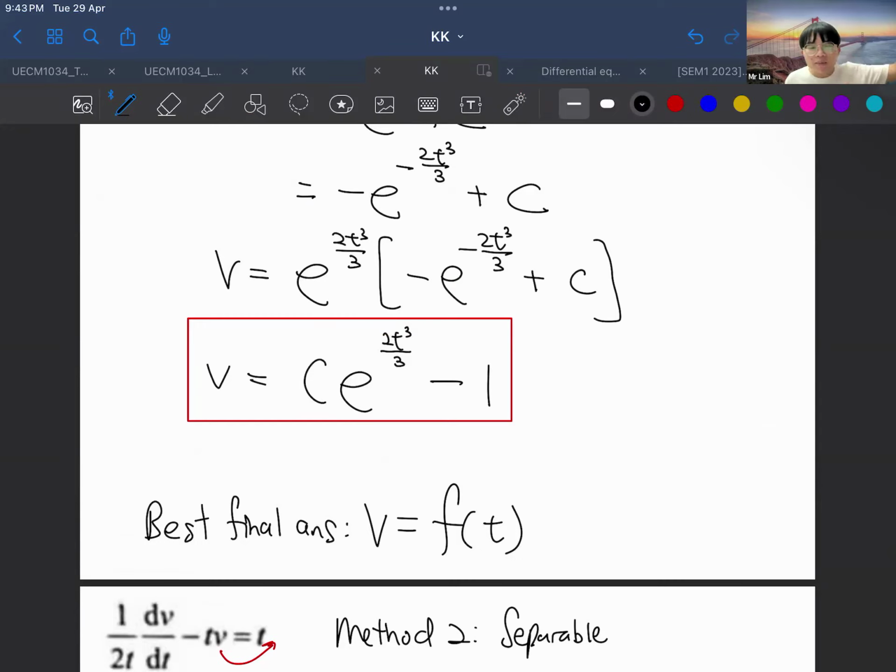You can choose C, A, B. Don't choose T, don't choose V. Any other alphabet is okay. But normally we choose C and A. Sometimes we even use C1, C2, no problem. As long as it is a constant, we just say it is an arbitrary constant. So in this case, both answers are the same.